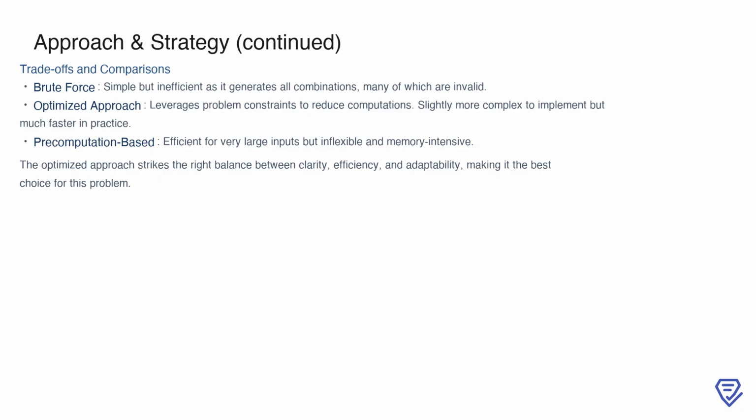By leveraging problem-specific constraints, it reduces computational overhead while maintaining clarity and adaptability. Although slightly more complex than brute force, it is much faster in practice and avoids the memory limitations of pre-computation. This makes the optimized approach the most effective and practical solution for this problem, offering a clear path to efficiently generate all valid three-digit even numbers while adhering to the input constraints.